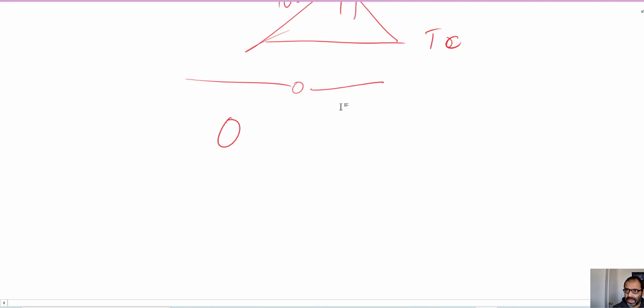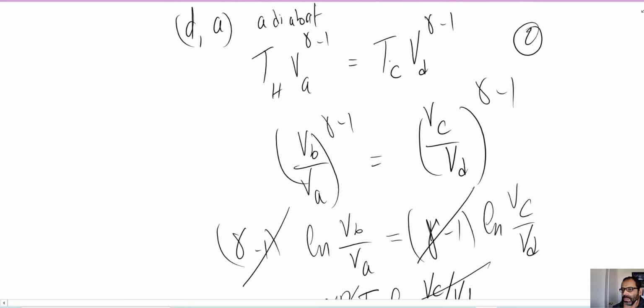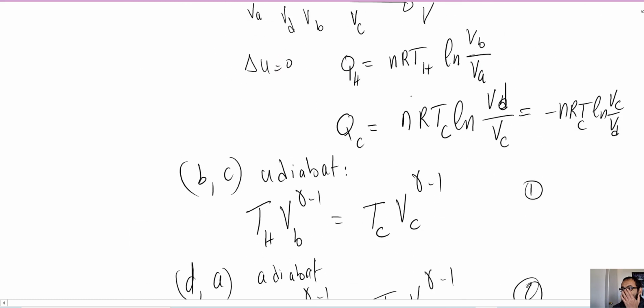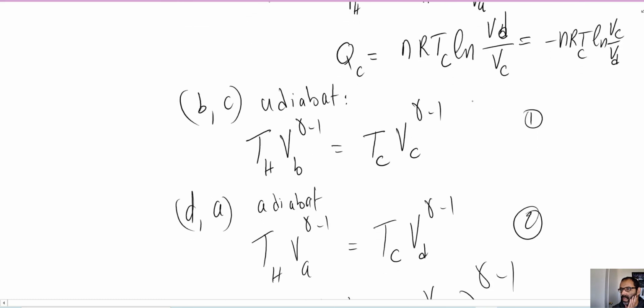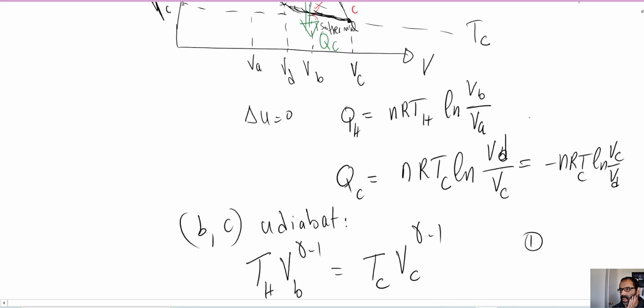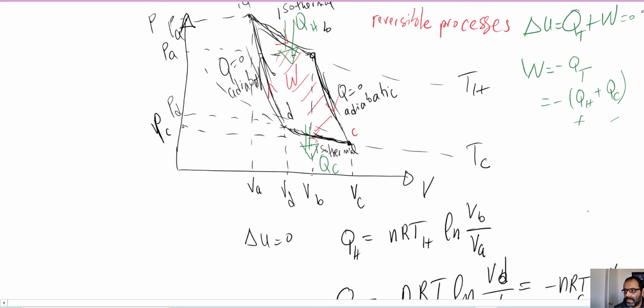Let me use the black pen. I don't really like the red pen anyway. Change the colors. But let me tell you what I found for QC from the previous calculations. Remember, QC was equal to minus nRTC ln of VC over VD, and QH is equal to nRTH ln of VB over VA. These two ln's are the same thing. I'm going to call VB over VA the compression rate.